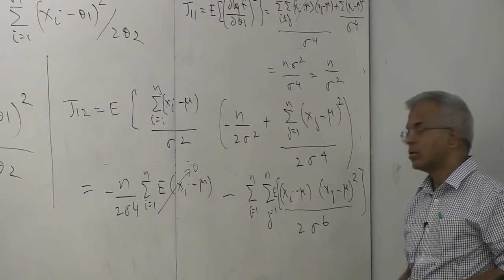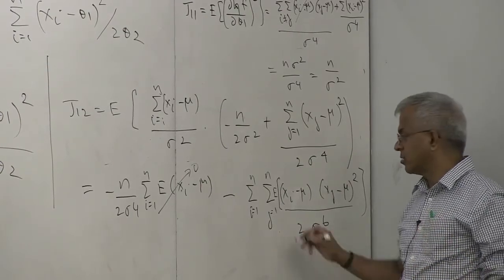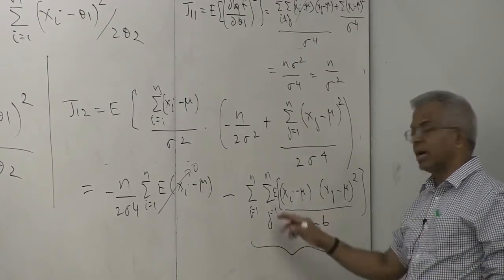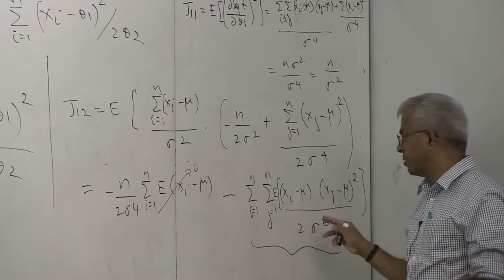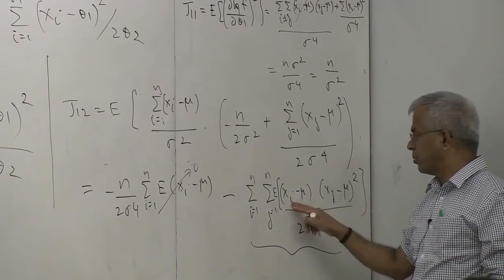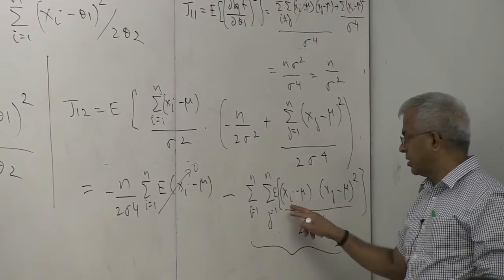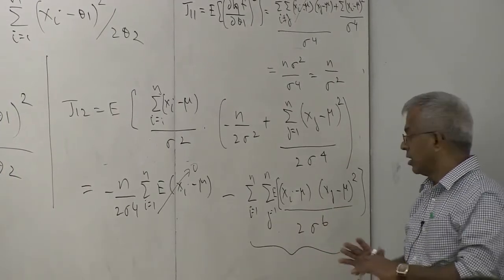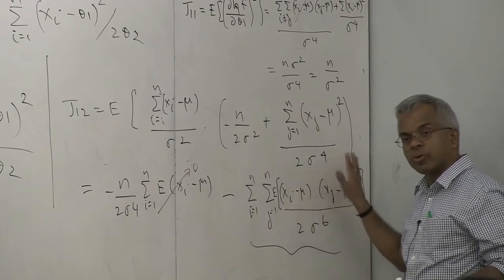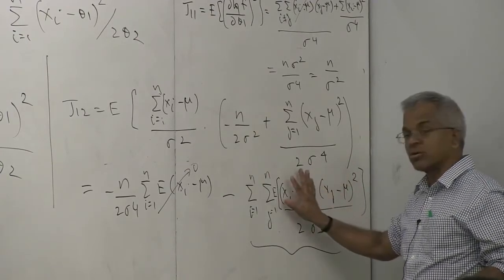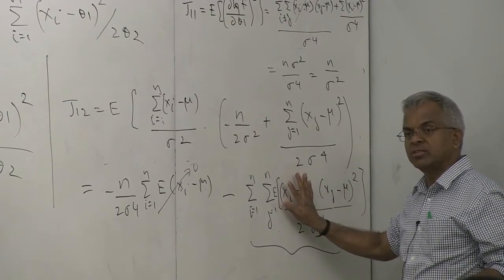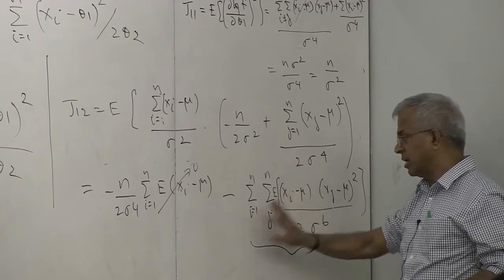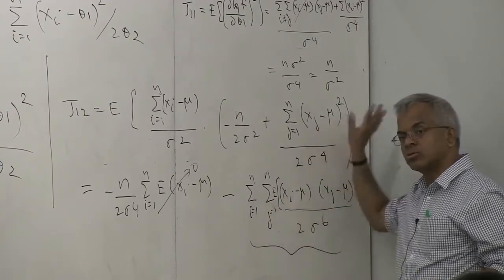Except for i equal to j. So you have two cases here. When i is not equal to j, these random variables and these random variables are independent. Then the expected value is the product of the expected values. So concentrate here. What will be the expected value of this? 0. So when i is not equal to j, this goes to 0, so the whole thing goes to 0.